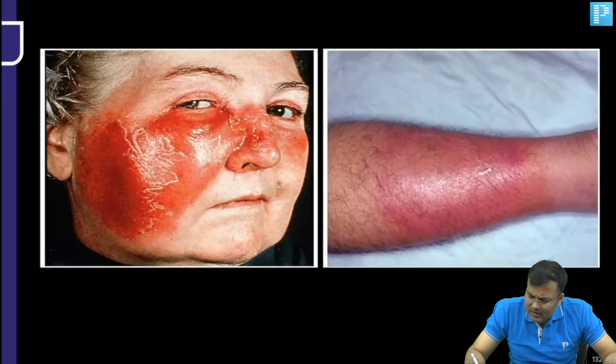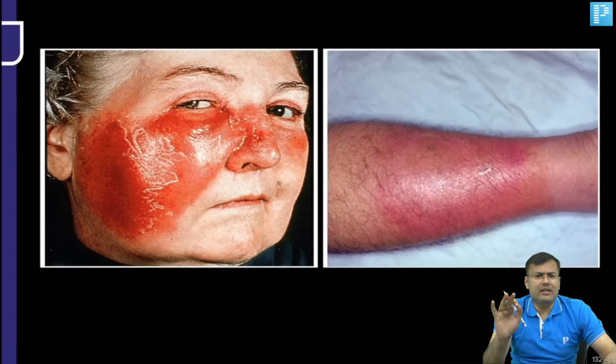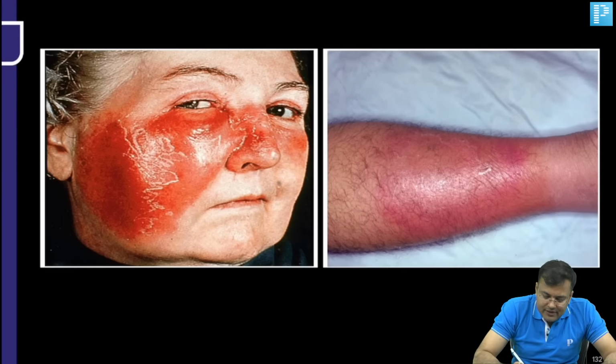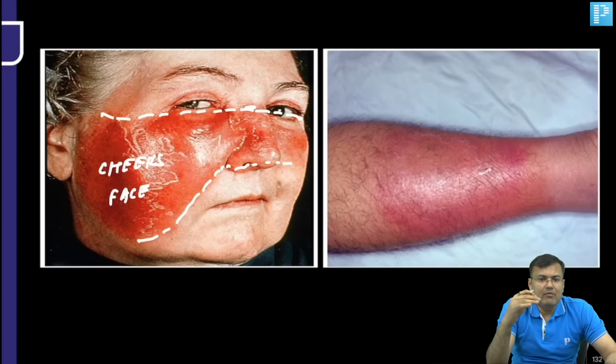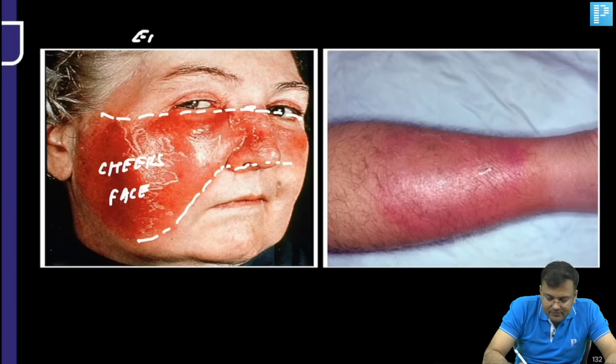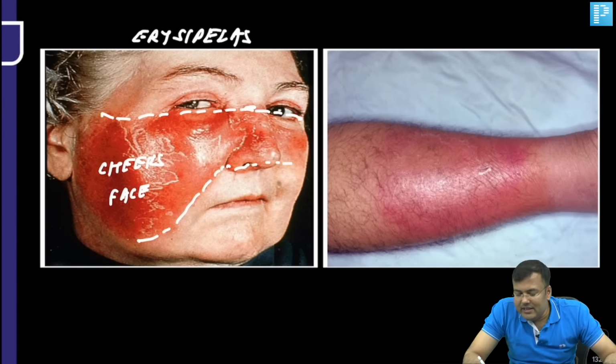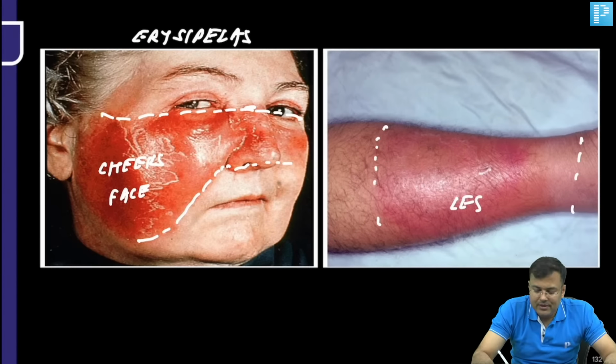Clear? Now guys, see this one, very important, कई बार आ चुका है. If you see the first, there is involvement of cheeks, face, bridge of nose, and here well defined margins are there. Can you tell me what's the name of this condition? Well defined margins, involvement of cheeks, face, bridge of nose. What is this? Erysipelas. This is erysipelas. And you can see the second one, there is involvement of leg, there is ill defined margins. What is the name? Cellulitis.